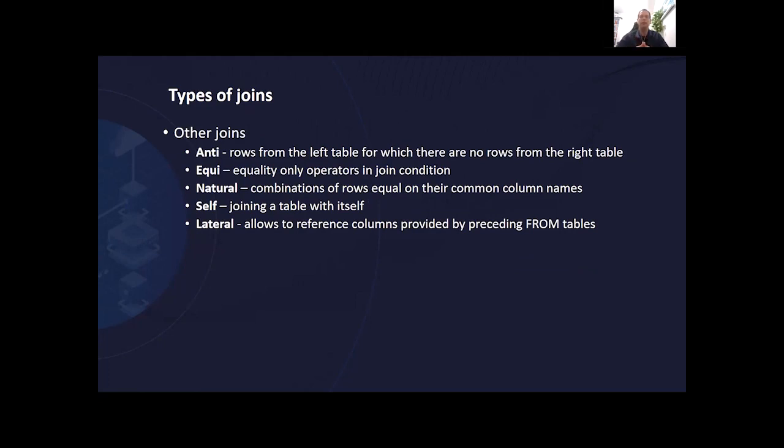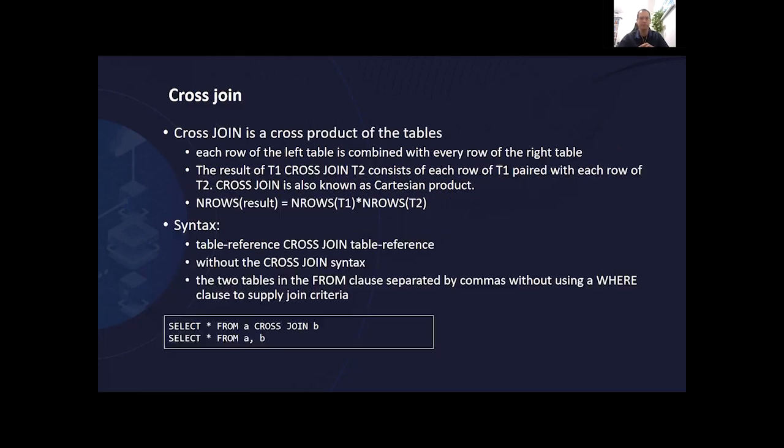And then I also want to speak about some other types of joins, which are in fact one of those prior kinds, but they are in a special category in my slide. So I will speak about the anti-join, which really just joins the rows from the left table for which there are no rows from the right table. I will speak about the equijoin, natural join, self-join, and lateral join.